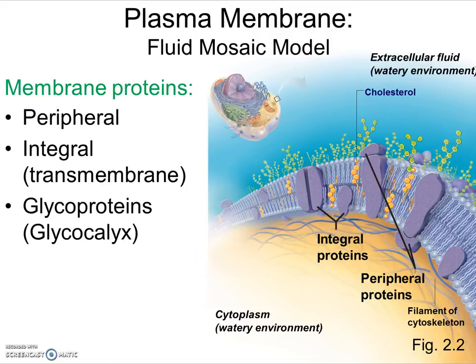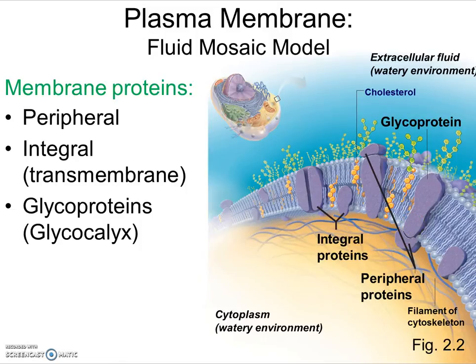Next, we have glycoprotein. So here's an example of a glycoprotein. The key feature about a glycoprotein is it has something called a glycocalyx attached to it. So see this green right here coming out? That is a glycocalyx. So notice it's attached to this glycoprotein. And that's actually going to be very important for identity.